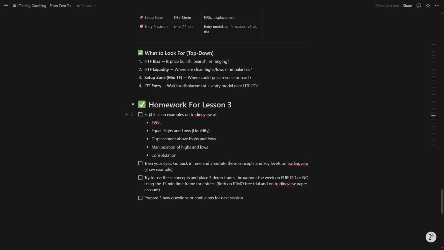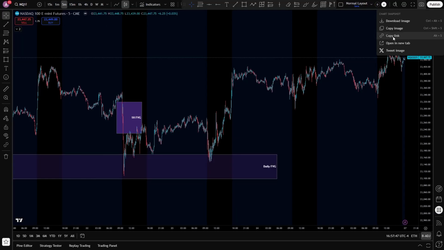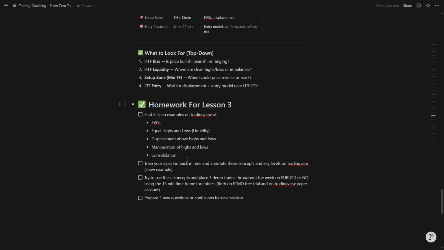I want you to find 3 clean examples on TradingView of fair value gaps, equal highs and lows, so liquidity zones, displacement above highs and lows, manipulation of highs and lows, and consolidations. Okay? So I want you to find them and then screenshot them on TradingView. You press on this, you can either copy link or copy image, and it will copy the screen in front of you. That's the first homework.